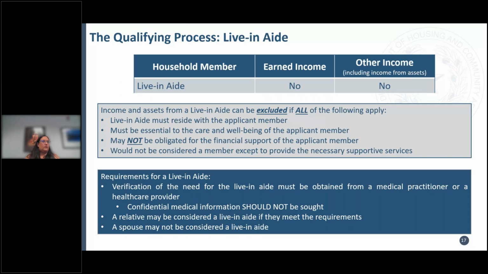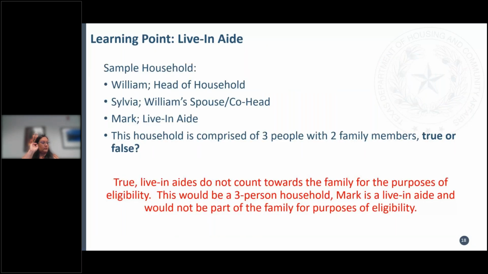Can you explain the doctor's note with personal information that should not be in the file? Your note from the doctor needs to say yes or no, they need a live-in aid. It doesn't need to say, yes, they need a live-in aid because they had a stroke 2 years ago and they have limited mobility on their right side. That's not the information we need. It is a simple yes or no. Do they need a live-in aid, and is the household benefiting from a live-in aid? I think that's all I would expect to see.